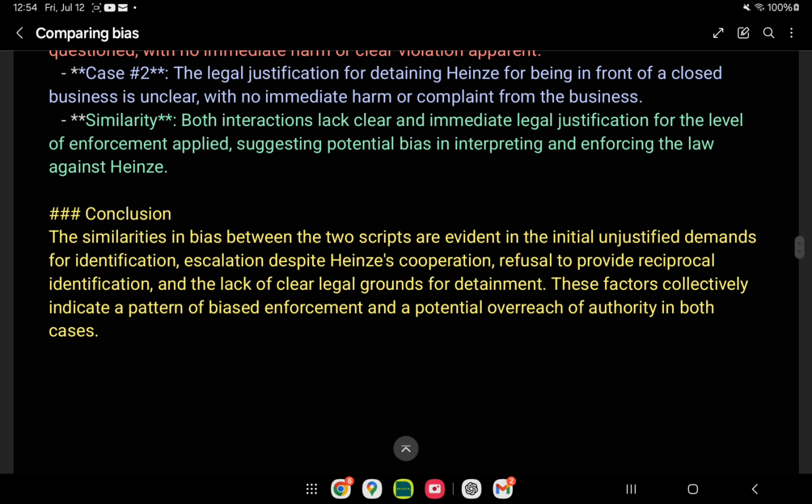Conclusion. The similarities and bias between the two scripts are evident in the initial unjustified demands for identification, escalation despite Hines's cooperation, refusal to provide reciprocal identification, and the lack of clear legal grounds for detainment. These factors collectively indicate a pattern of biased enforcement and a potential overreach of authority in both cases.